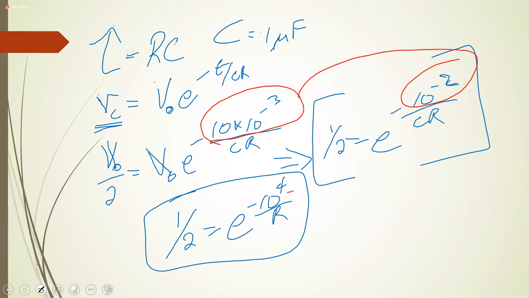So what's R? Is that 20K? You work it out and you get 20? Let me get you 20K as well, sir. Yes, sir, I get 20K. 14.426K, sir.